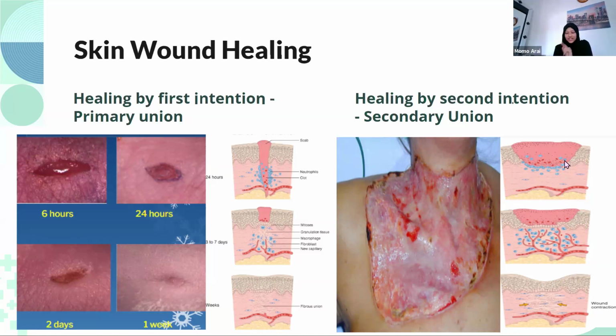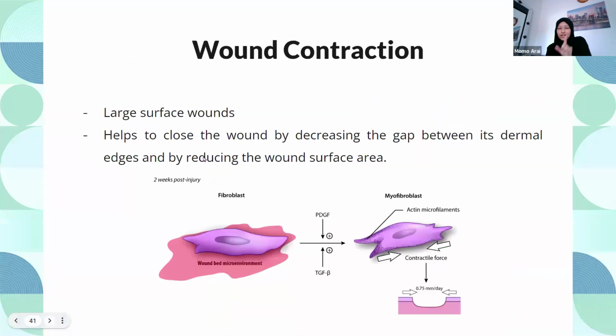Okay. So wound contraction, I'm going to explain it right now, actually. That's why I just mentioned it, to give you a quick idea that it's only in secondary union. Now, this is wound contraction. So we said in secondary union, it's large surface wounds. So you can correlate that, right? Large surface wounds, secondary union has wound contraction. Now, what is wound contraction?